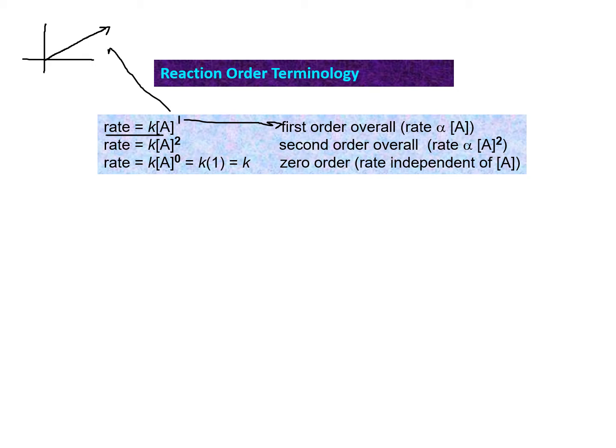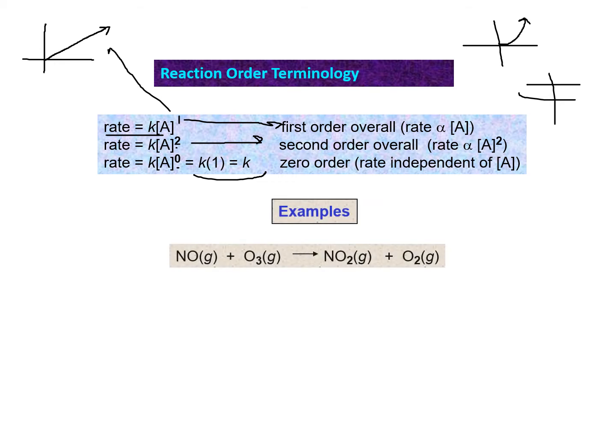Now the second one here, we've got a 2, and this stands for second order overall, and so this one would be a parabola, and your increase in reaction rate would be like that. And then in our last one here, we've got a 0 order. For a 0 order, if you did a graph, it would just be a straight line like that. So those are your scenarios. These are how your reactions can proceed.